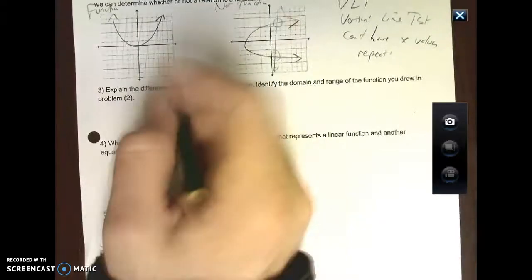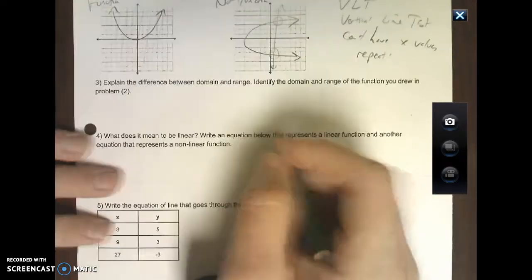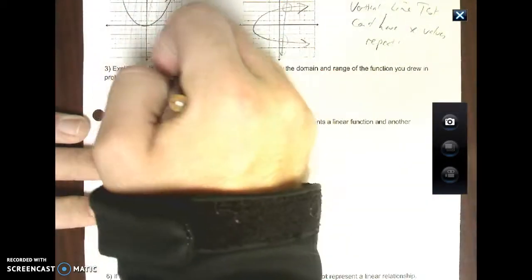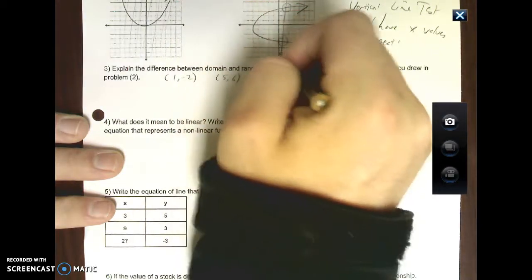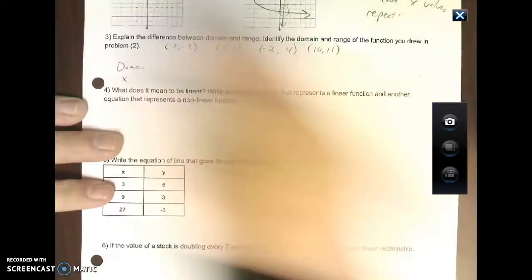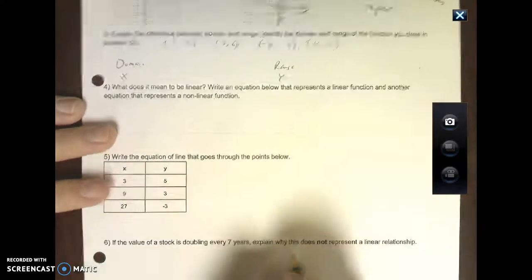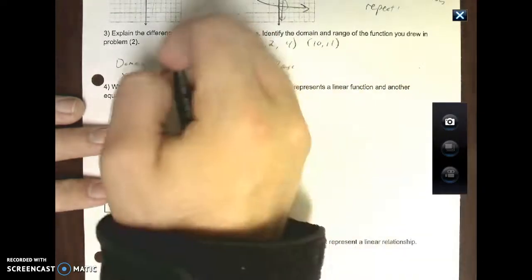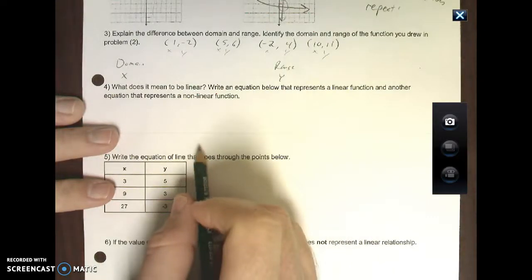Explain the difference between domain and range. Identify the domain and range for the function you drew in problem 2. Just to make it a little bit easier on you, let me do this. Okay, here are 4 points. Domain is called all your input, or your x values. Range is all your output, or all your y values. Here are 4 points, each of these being x, y. So tell me what the domain is.